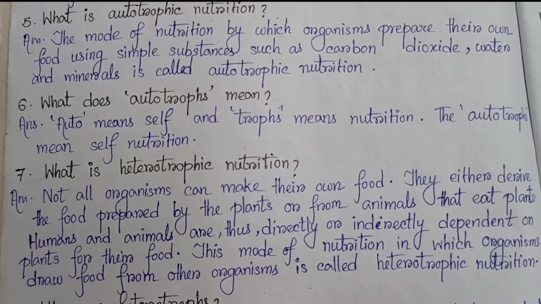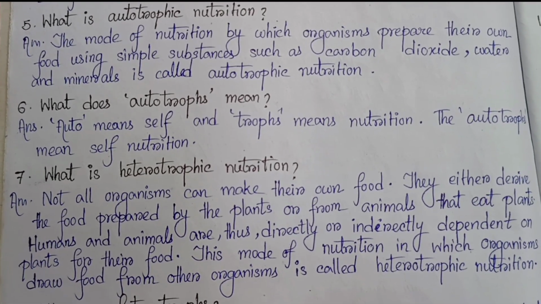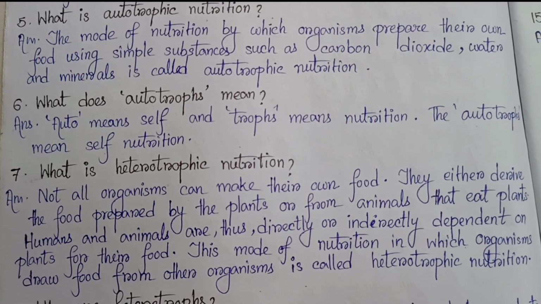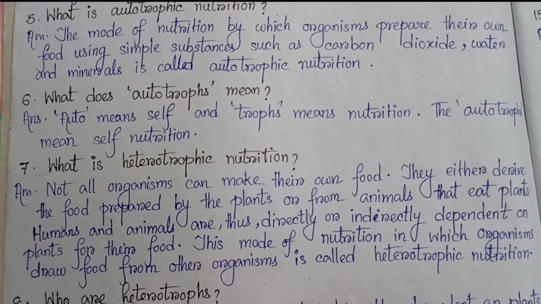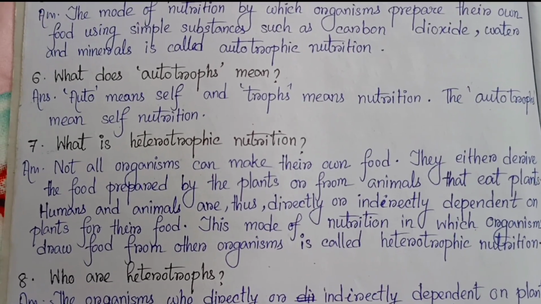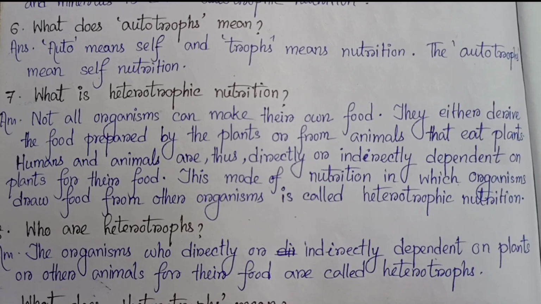Number 6. What does autotrophs mean? Auto means self and trophs means nutrition. The autotrophs means self nutrition. Number 7. What is heterotrophic nutrition?